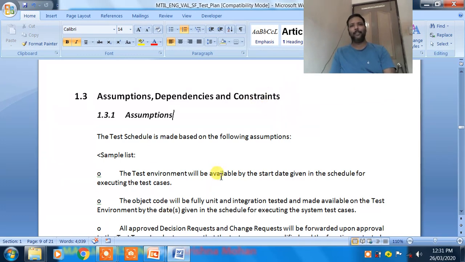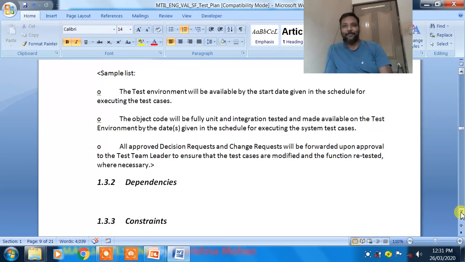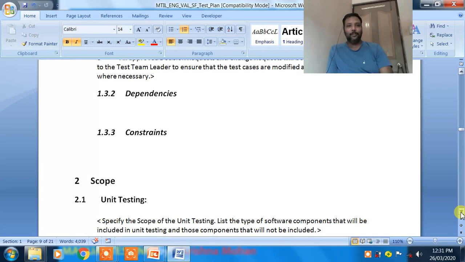So you have to mention here the assumptions. What are the assumptions? What are the dependencies? What are the conditions? So these are all those things.